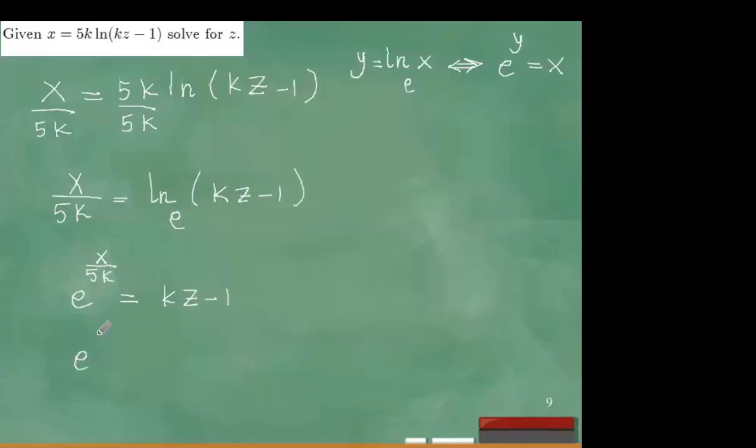I get e to the power of x over 5k plus 1. That's the same as k times z. Now to solve for z, I need to divide both sides by the coefficient of z, which is k, and here it is. Z is equal to e to the power of x over 5k plus 1 over k.